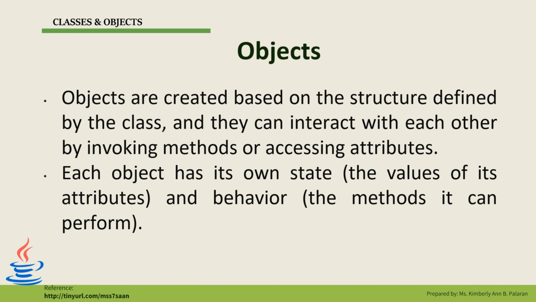And an object is created based on the structure defined by a class. So, objects are created by instantiation. We discussed instantiating last time. So, anything that has an attribute or purpose is an object. An object can be a person, food, furniture, or any object that you can think of.